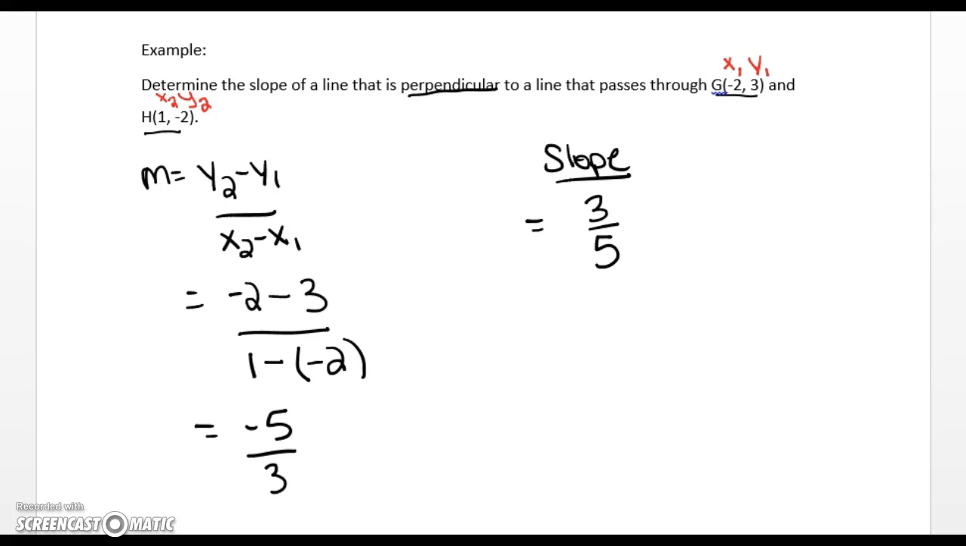Just to recap, remember with perpendicular lines, you take the negative reciprocal. If this was already negative, then your answer becomes positive. If it was positive, it becomes negative. And then when you have that fraction, you just switch your numerator and your denominator to find that new slope.